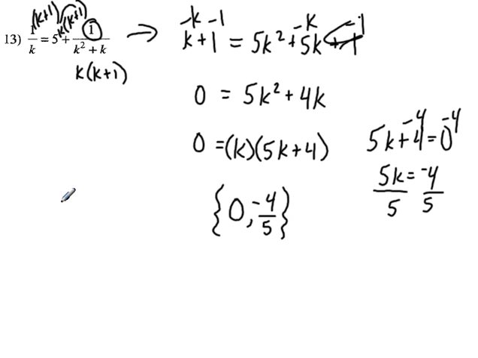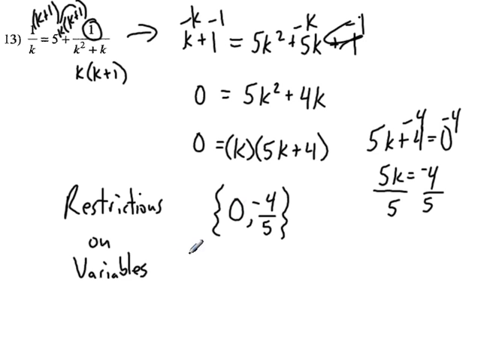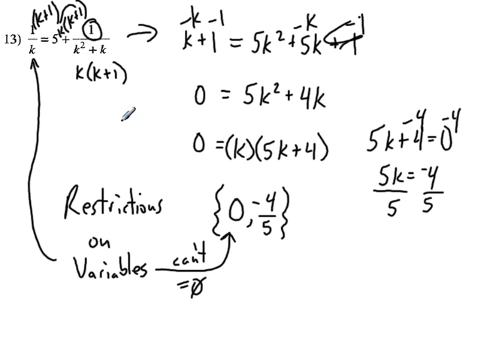Alright, now let me introduce restrictions on variables. I have to reject the 0. k can't equal 0. The reason why is you look right here, if I set 0 in a denominator position, I would be creating an impossible math problem. You cannot divide by 0. I have to reject 0 as an answer. So actually, negative 4/5 is my only plausible answer.